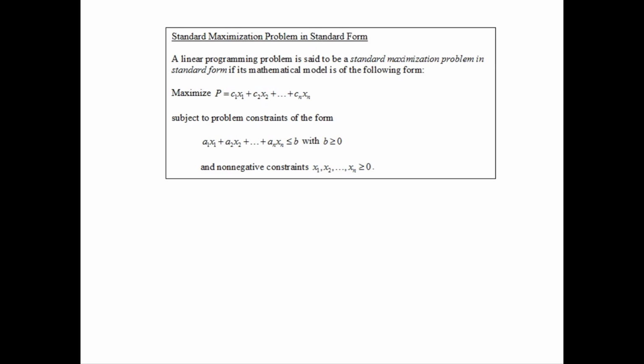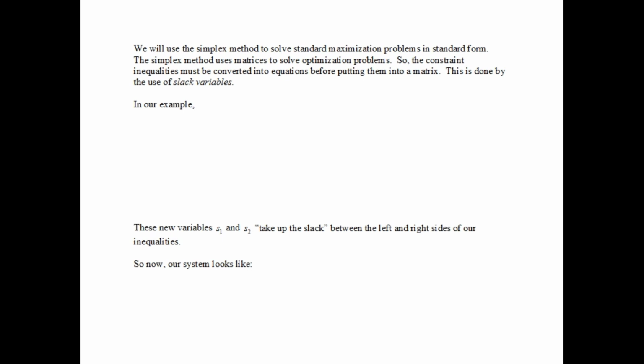What we're going to do is to convert our constraint inequalities into equations. That way we can put them into a matrix. Remember, in a matrix, each row can represent a linear equation, and our coefficients in our linear equation will turn up as entries in the matrix. We're going to use something called slack variables to do this.